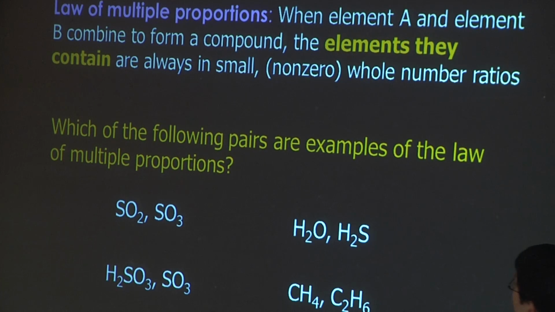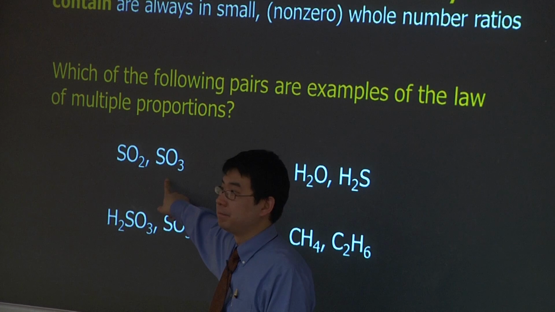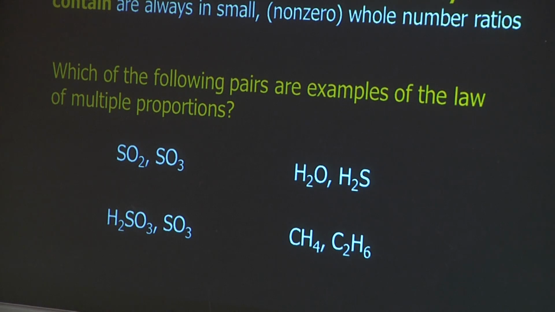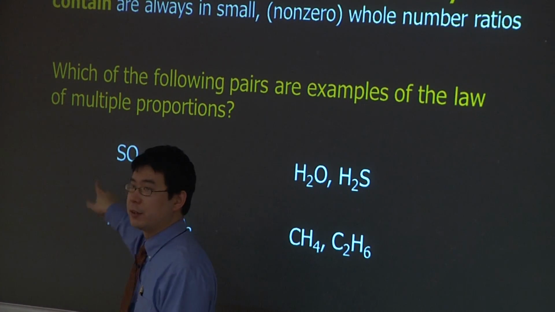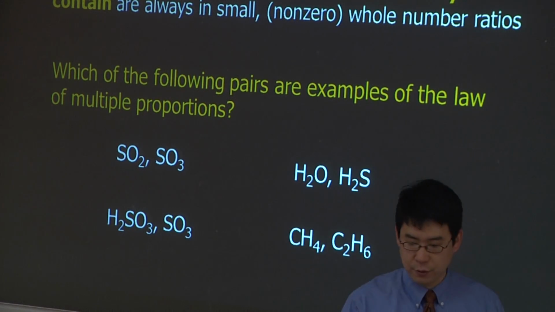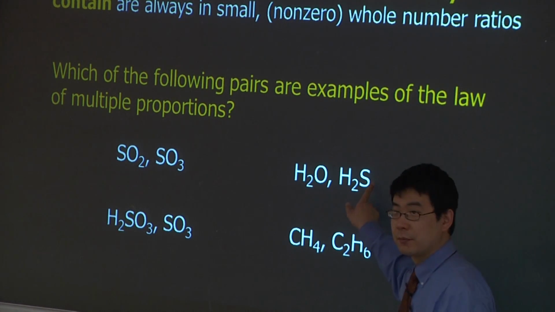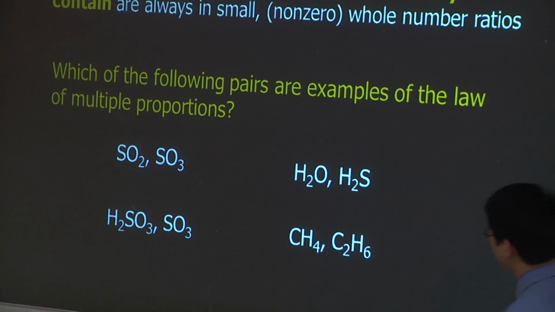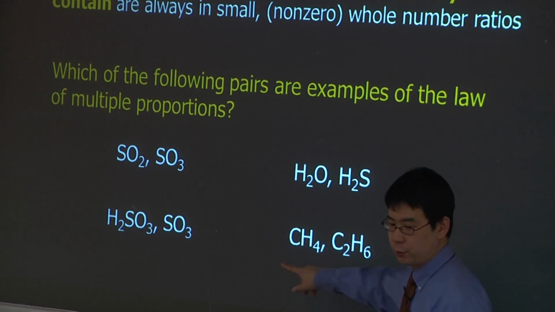Okay, so which of the following pairs are examples of the law of multiple proportions? Yes, because you have element A, element B, and different proportions. What about H2SO3 and SO3? No, because you don't have the same elements. H2O, H2S, same idea, you don't have the same elements. What about CH4, C2H6? Yes, it's a little more complicated, but here you have a ratio of 1 to 4. Here you have a ratio of 2 to 6, which you can reduce to 1 to 3. So 1 to 4 and 1 to 3.